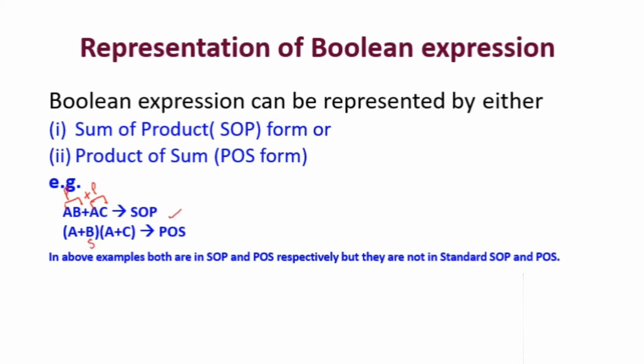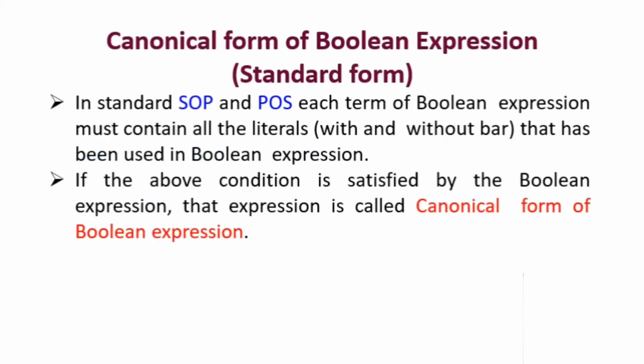And similarly, this is a sum and this is also a sum, and these sums are being multiplied. So this becomes product of sums. Clear? But in both these expressions, we can see that in the first and second expression, the sum and product terms are not containing all the variables. So these are not the standard SOP and POS. So now we will look into this standard SOP and standard POS.